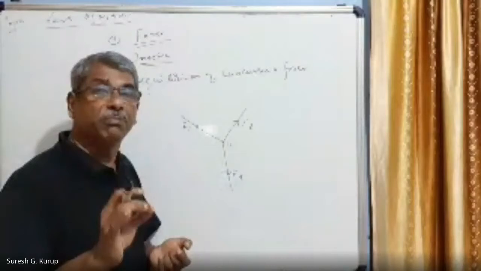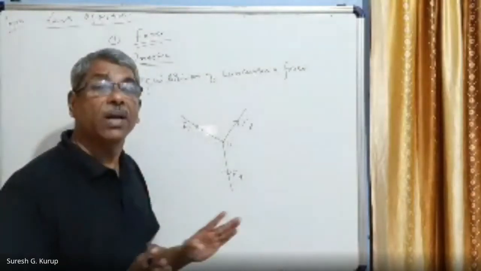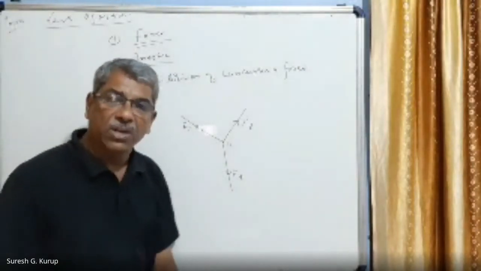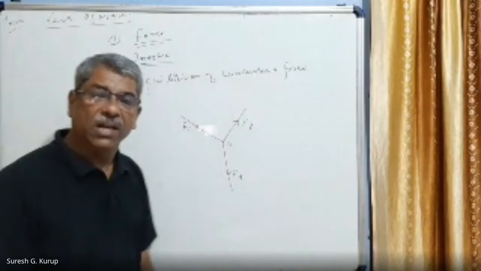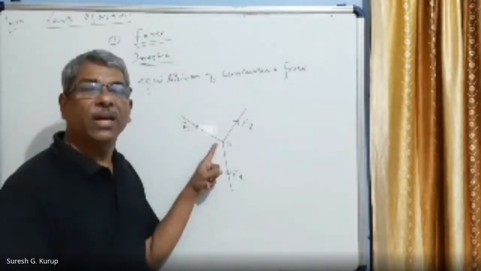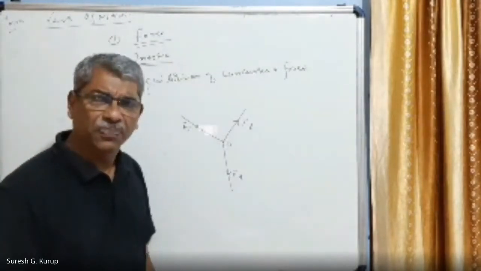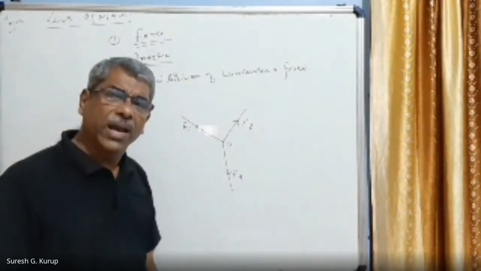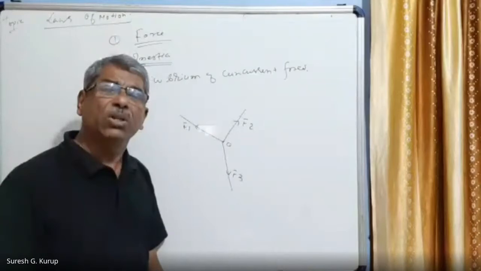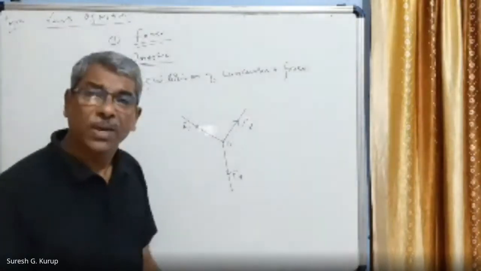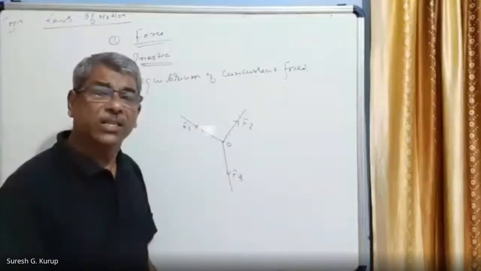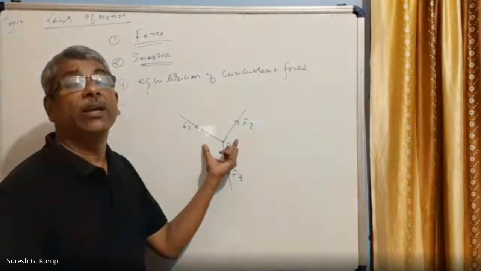The body remains at the same position itself. It is not getting accelerated. That means the resultant displacement of the body is equal to zero. That means the acceleration is zero; it is not getting accelerated. The body is not getting accelerated means the force acting on the body becomes equal to zero. Then we can say that these concurrent forces are in equilibrium.